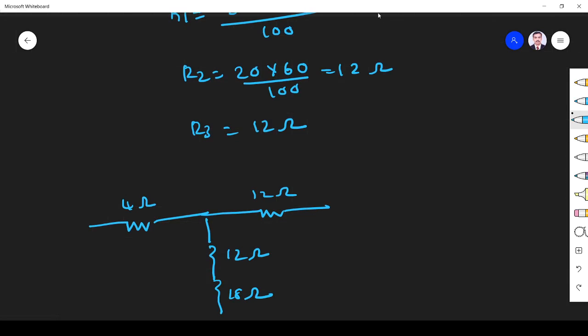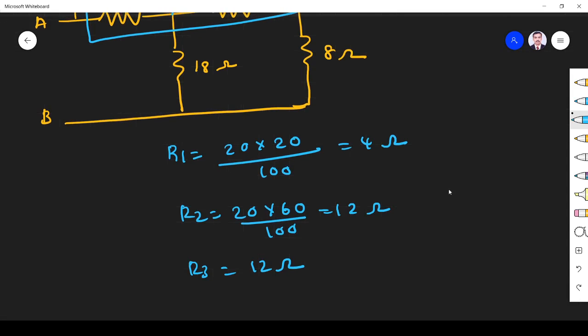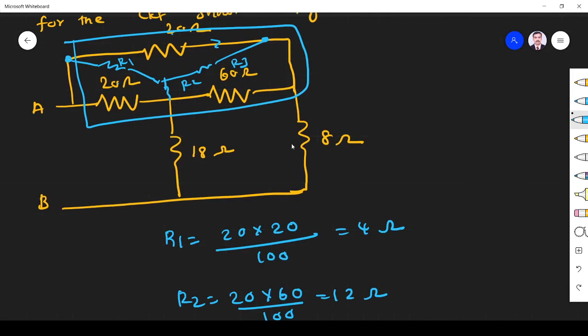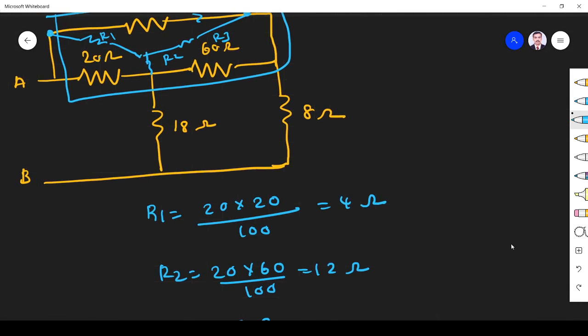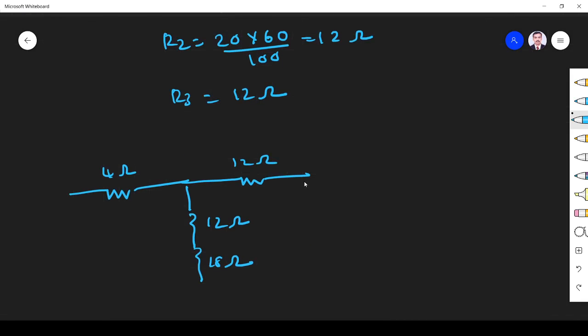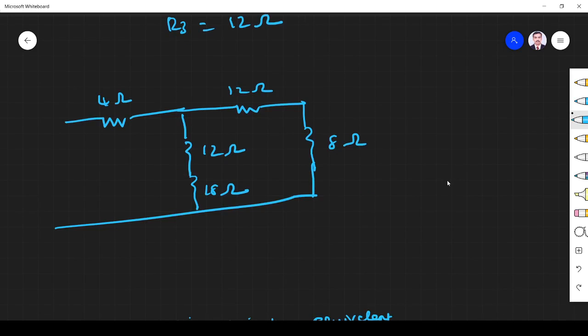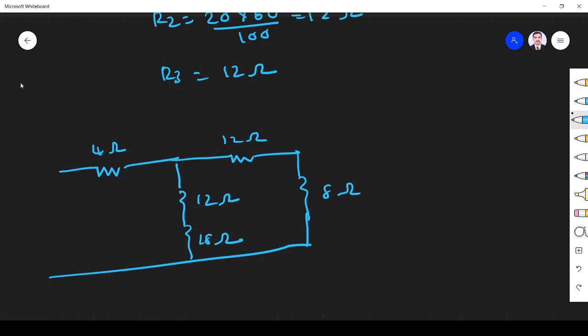Now it is easy to simplify. Again, you see, this I have made. After that, this 8 will be added. So this 8 I have to add. So this is 8. Now the circuit becomes very simple. Now what is my total resistance? RAB. This is AB.